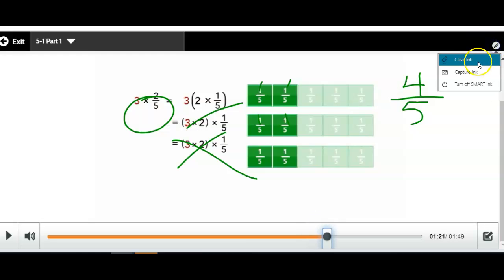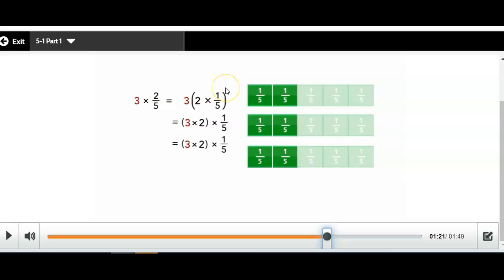Again, we can ignore all this. 3 times 2/5. I want you to talk to the person next to you or around you. What do you think the answer to 3 times 2/5 is?